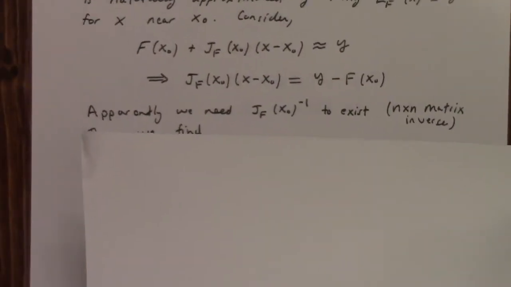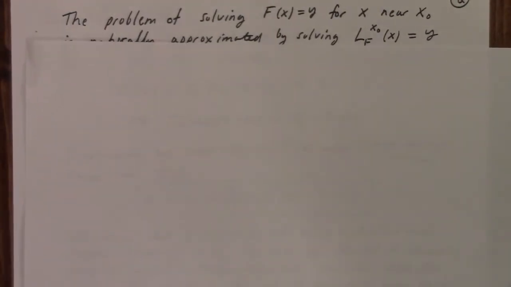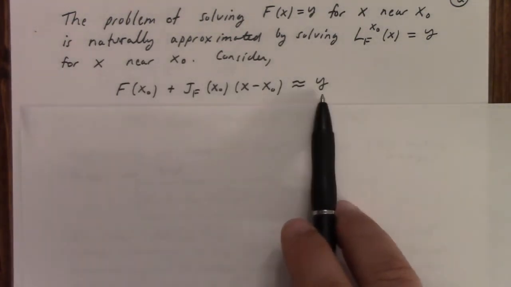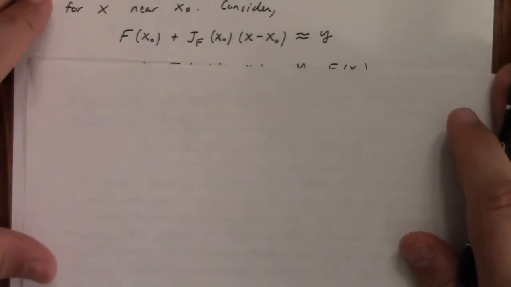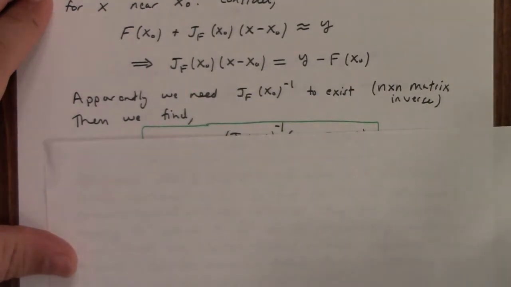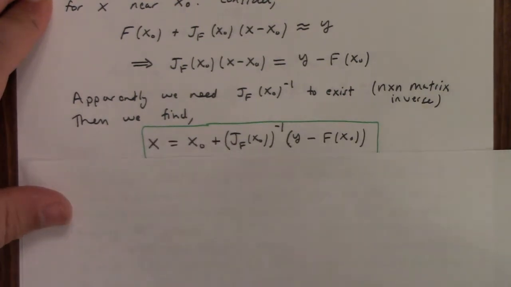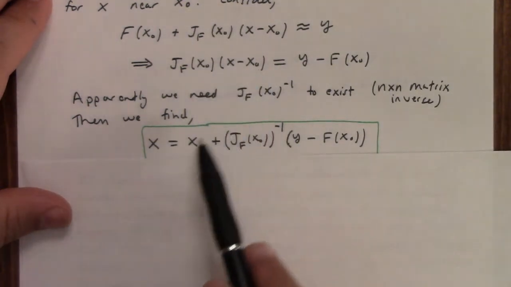So the starting point for that, of course, was to do what? Replace the problem of solving f of x equals y near x naught with solving the linearization based at x naught equal to y. So the linearization based at x naught is this. If I set that equal to y, I can solve for x, right? By isolating the term with x. And then if the Jacobian is invertible, right, it's an n by n matrix, so its inverse might exist. If it does, then I can multiply by the inverse and isolate x minus x naught and then add x naught to the other side.